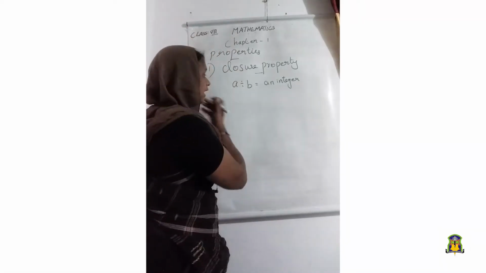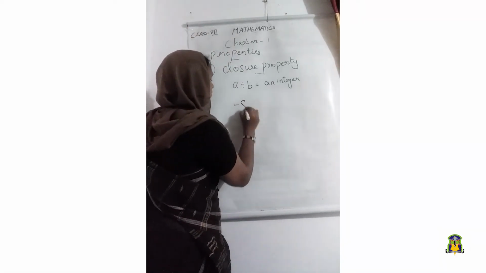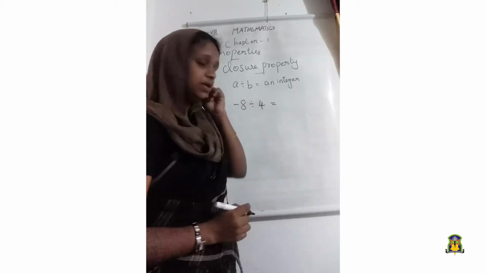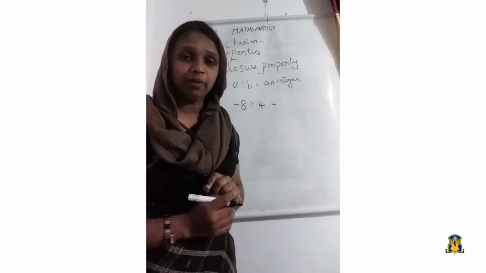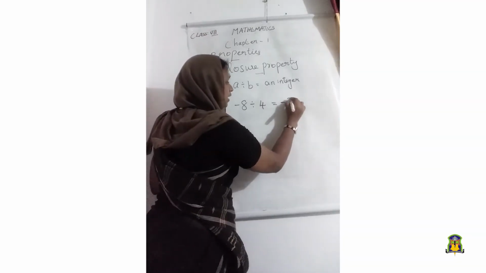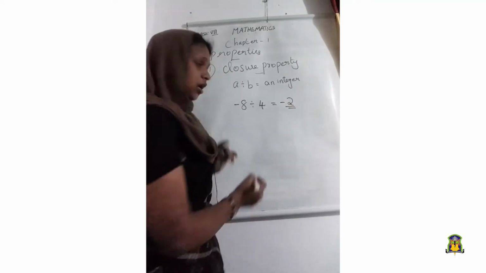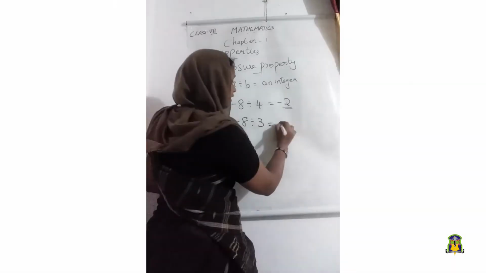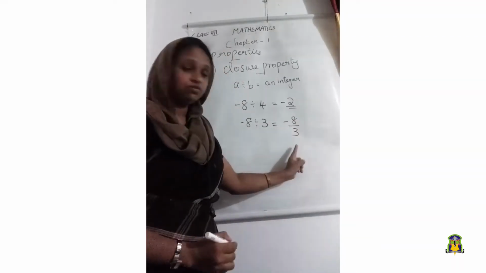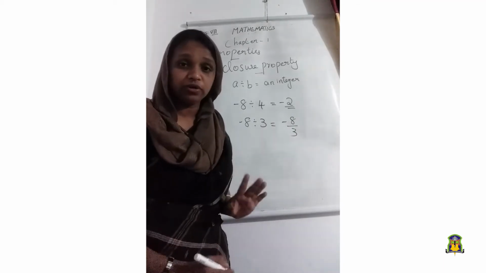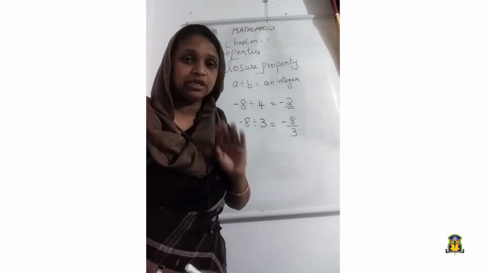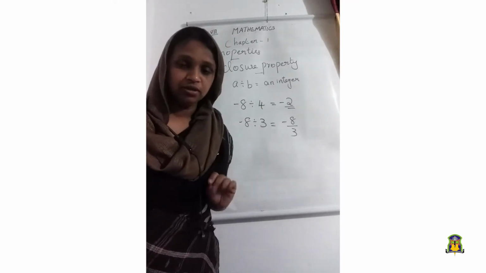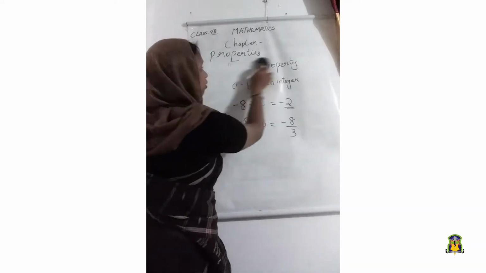If I take a as negative 8 and b as 4, negative 8 divided by 4, the answer is negative 2. Now, negative 8 divided by 3, the answer is negative 8 by 3. See, this one is not an integer. That means the closure property is not satisfied for division of integers. Okay. Now we can move to the next property.